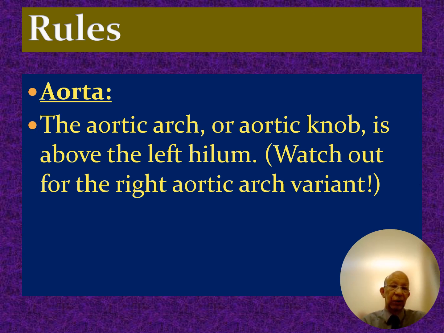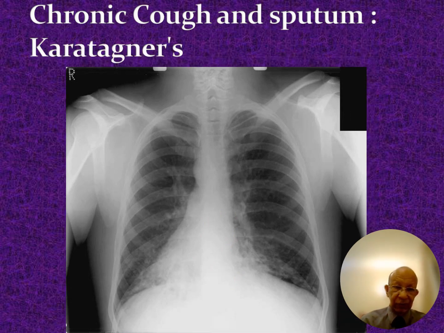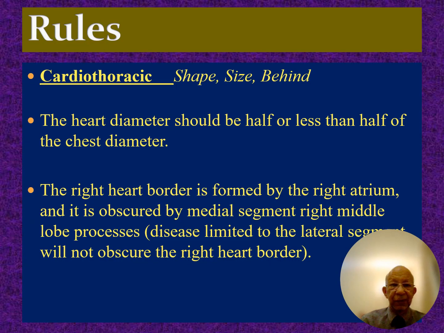Okay, let's go to some more rules regarding the aorta. Now, the aortic arch or aortic knob is above the left hilum, right? So, if you see the aortic knob on the other side, then obviously there is dextrocardia. Now you can see here that the aortic arch actually is on the left side. Now this is a patient with chronic purulent sputum, and you could possibly see some ring shadows on the bases, right? And the heart apex is actually on the right side, so this is dextrocardia. And so obviously the history is suggestive of Kartagener syndrome, okay, with dextrocardia.